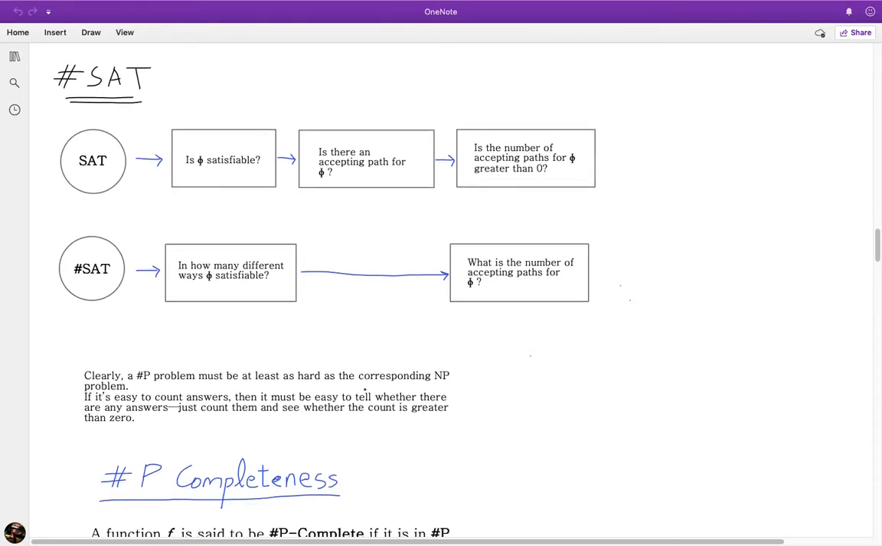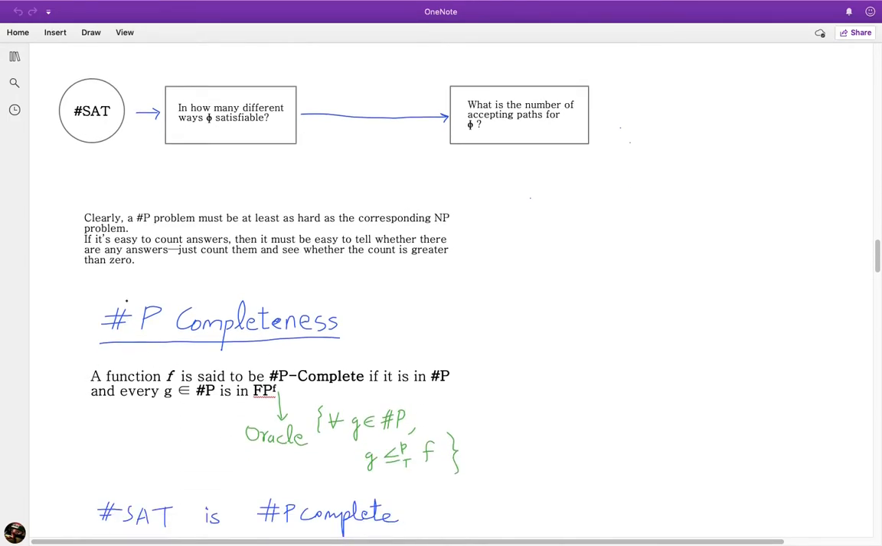So a #P problem must be at least as hard as the corresponding NP problem. If we are able to answer this question, then we can easily answer that one. If we know the number of accepting paths for phi, we can tell whether it is greater than 0 or not. So a #P problem must be at least as hard as the corresponding NP problem. And if it's easy to count answers, then it must be easy to tell whether there are any answers at all.